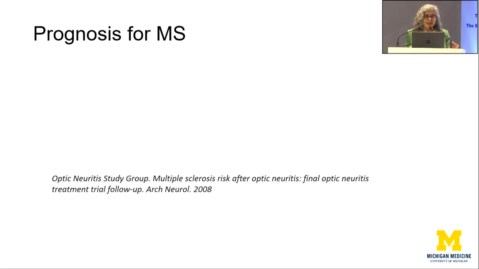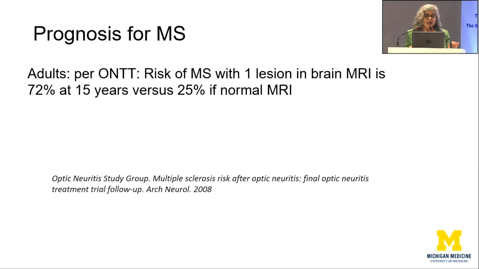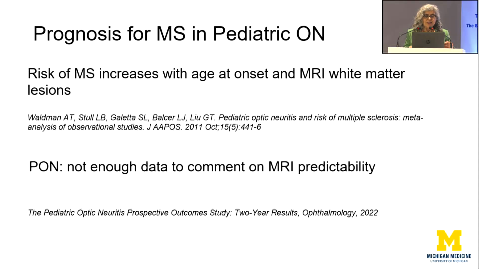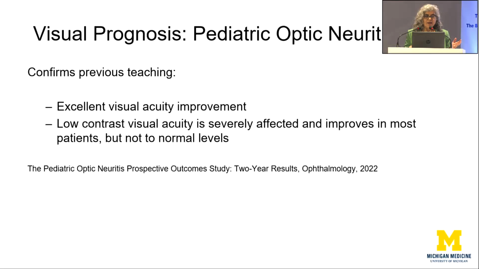And one last thing, prognosis for MS in children. In adults it was like 75% chance if you have a brain lesion, but in children we don't have that data. But we do know if it's an older child with white matter lesion, they can have a higher risk of developing MS. I think visual prognosis is very good. Most children, though they may present with severe vision loss, they improve, so you can advise the parents accordingly.